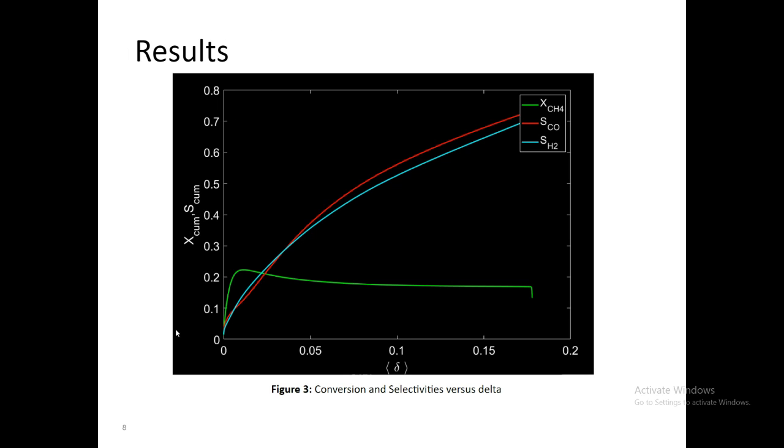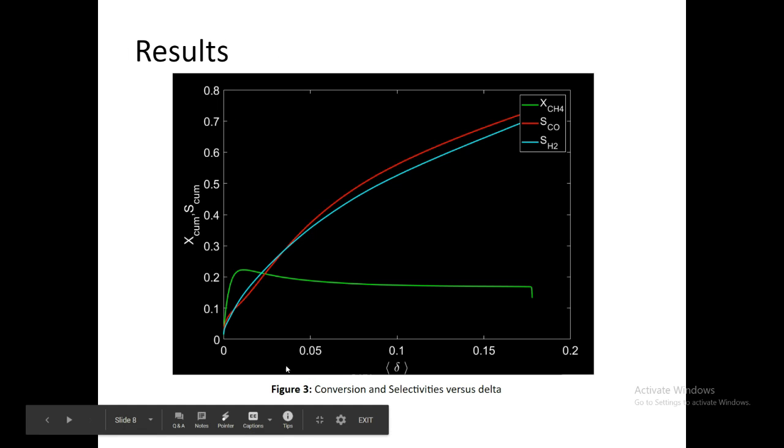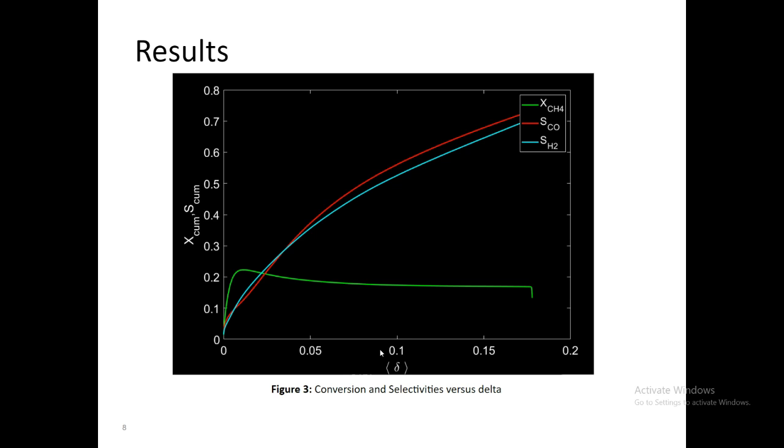So here it is. It's shown in figure 3. We see that as the delta increases, this means that as more oxygen is getting lost from the ceria oxide, more and more hydrogen and carbon monoxide is produced. And with the increase in delta, the methane is just fairly constant if you look at the cumulative conversion rate of methane.